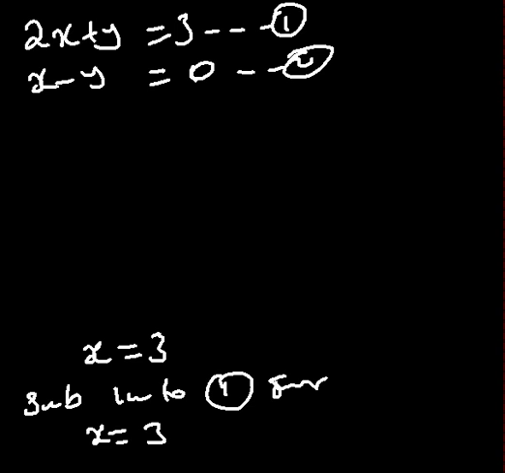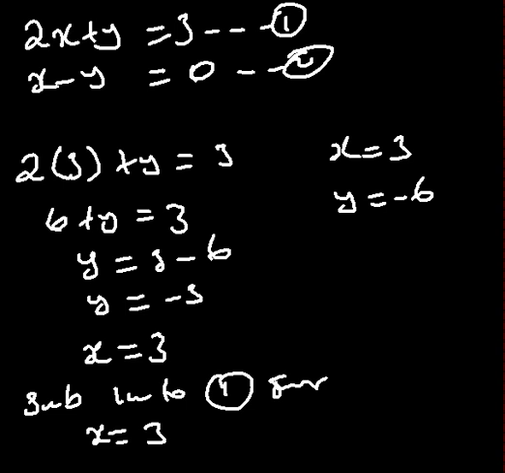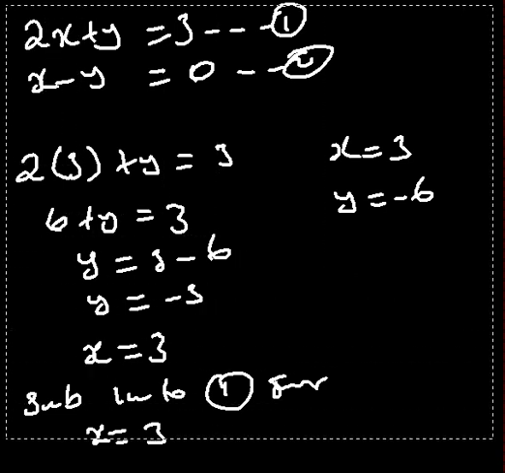So now we have 2 times 3 plus y is equal to 3. So we have 6 plus y, which is equal to 3. So y will be given as 3 minus 6, that is the same as negative 3. So that is the solution for y. In this case we have managed to solve for x as well as y. So x is equal to 3 and y is given as negative 3. Those are the solutions you should get.